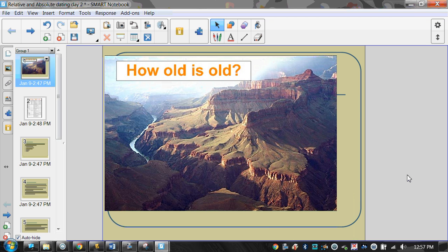In this lesson, we're going to look at the absolute age. So in the last lesson, we talked about relative age. We said, how do we look at the age of something compared to something else? In this lesson, we're going to talk about dates.